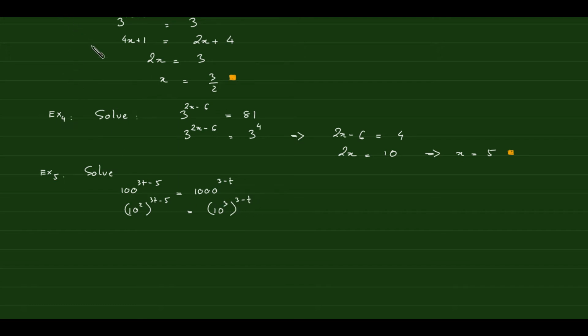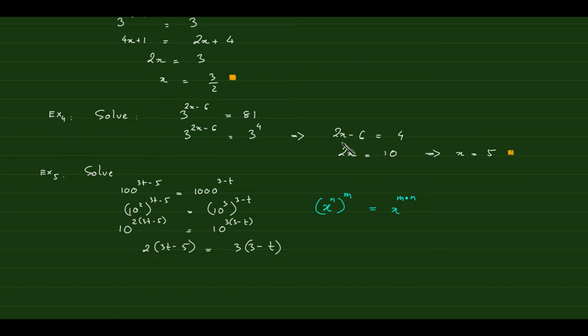Now if I go ahead and apply the formula, x to the m raised to the n, is that equal to x to the m times n? We already learned this formula, so I'm gonna go ahead and multiply this. So this gives you 10 raised to the 2 times 3t minus 5. And 10 raised to the 3 times 3 minus t. There you go. Now the base is the same. Then I can set the exponents equal to each other.